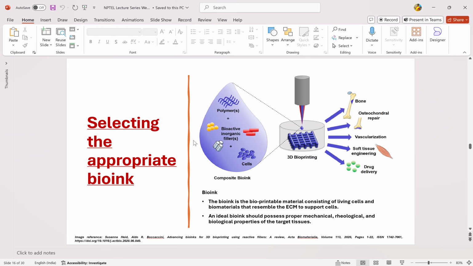So here you can see some examples of bio ink, like you can use polymers plus bioactive inorganic fillers plus cells. All of this will be 3D bioprinted, and then the applications will be: you can form 3D printed bone, you can do osteochondral repair, you can do vascularization, which is very difficult. So soft tissue engineering and drug delivery. All of these things you can do by 3D bioprinting.